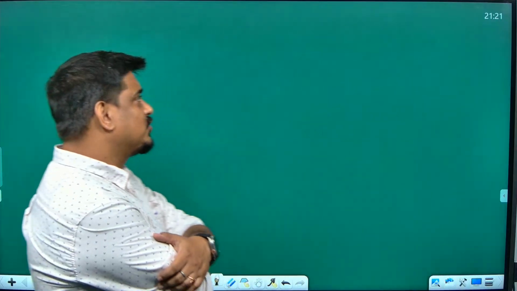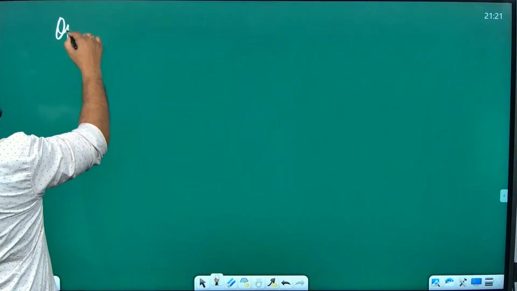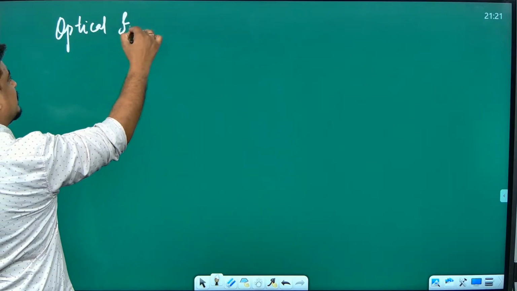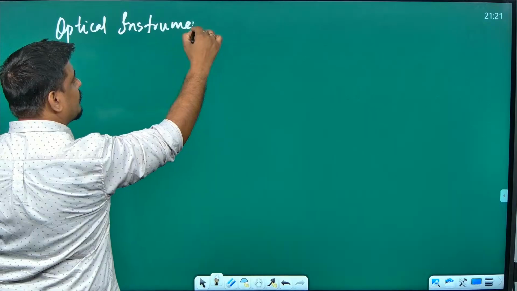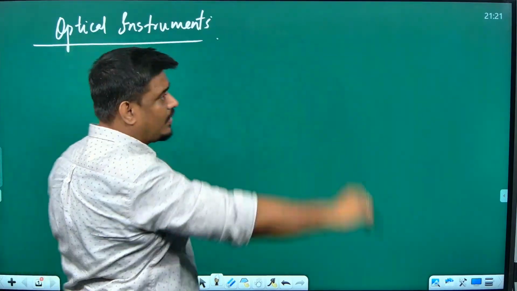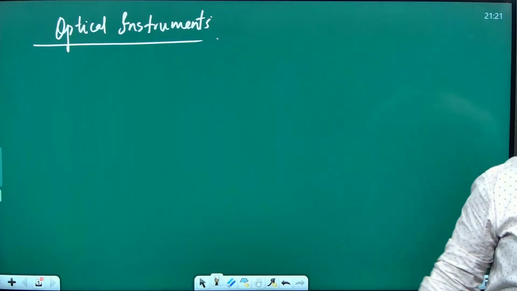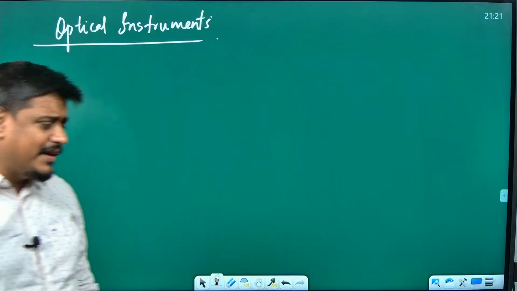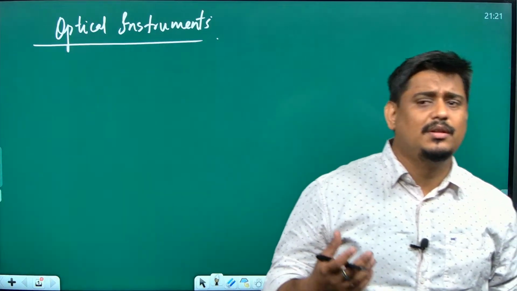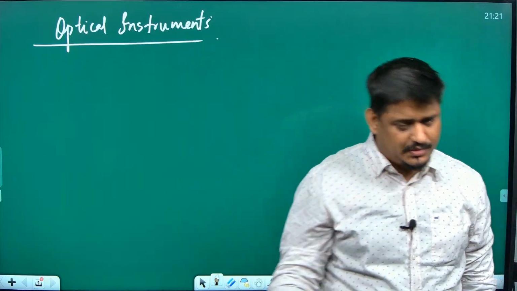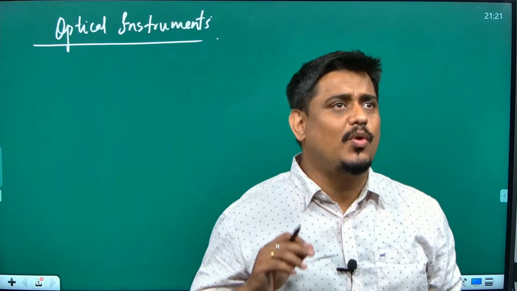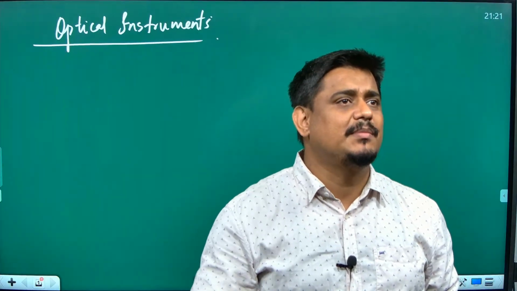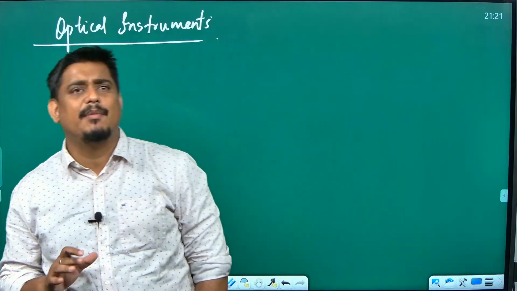Give the heading as optical instruments. So, as the name says, an optical instrument is any device which helps you to see through it for some reason. For example, sometimes you want to magnify something, sometimes you want to see something nearer to you, sometimes you want to see something more clearly. So, for all these things, we take help of optical instruments.